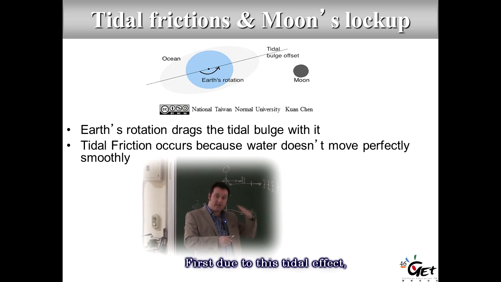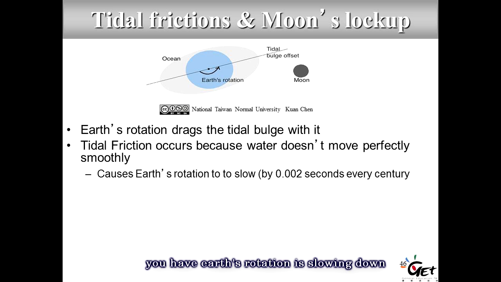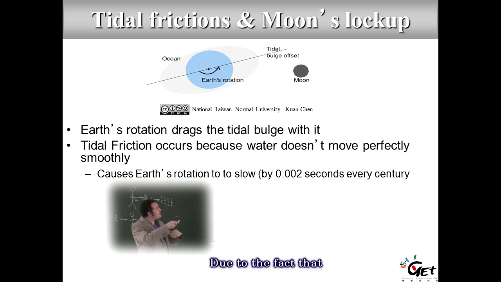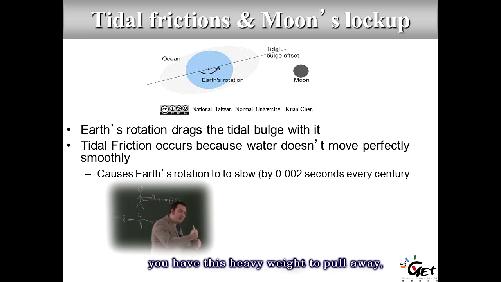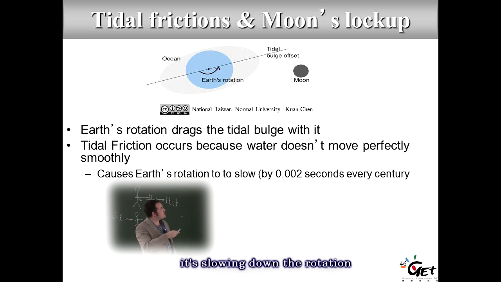First, due to this tidal effect, the Earth's rotation is slowing down by a fraction of a second every century. Because this bulge is difficult to drag, you have this heavy weight to pull away, and it's slowing down the rotation of Earth on its own axis.